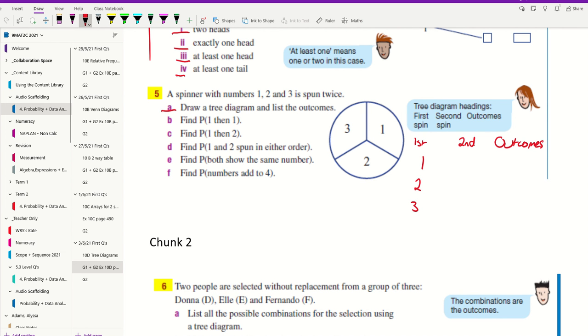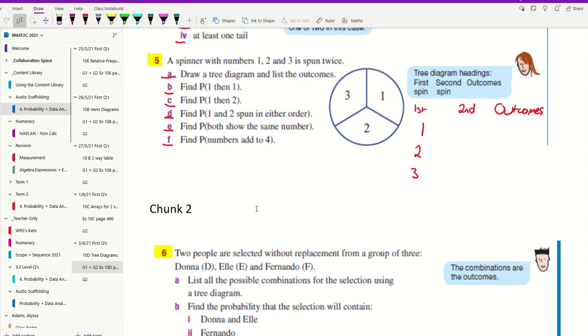Now we want the probability of a 1 and then a 1. So it's going to be how many options you've got divided by the total number of outcomes. Then you're going to find the probability of a 1 and then a 2. So that's C. D, find the probability of having a 1 and 2 spun in either order. So you can have a 1, then a 2, or a 2, then a 1. E, find the probability that both show the same number. So 1, 1, 2, 2, or 3, 3. And the last one, find the probability that the numbers add up to 4. I'm going to leave that to you. Look at the combinations, they need to add up to 4.